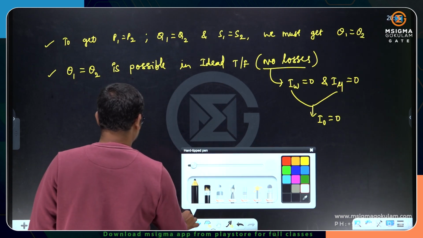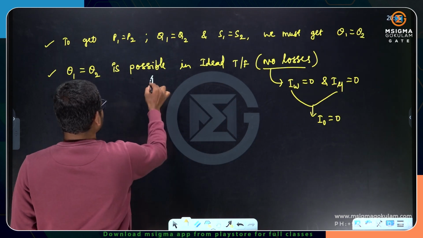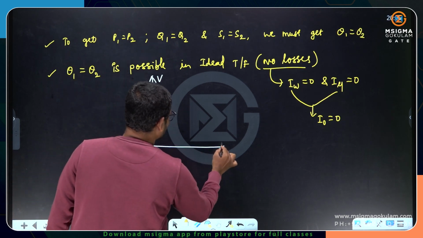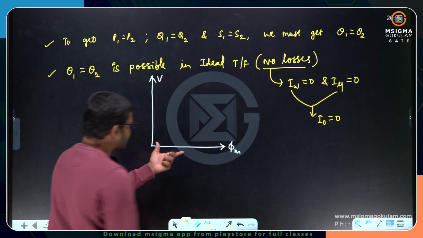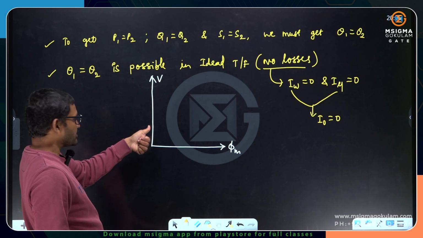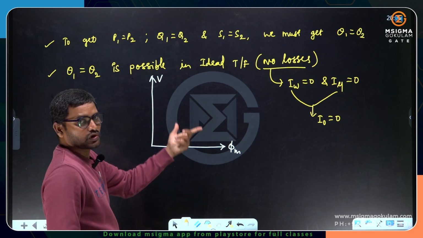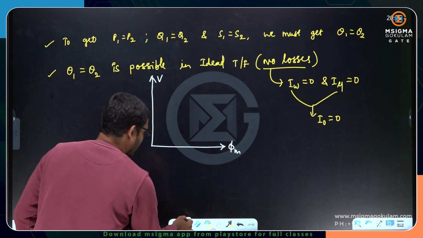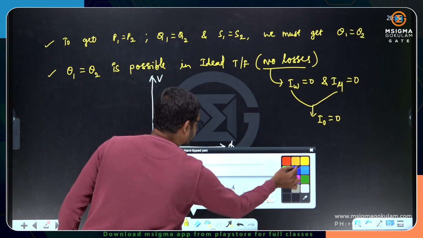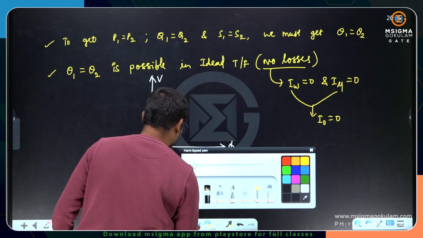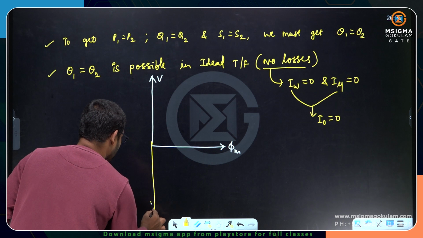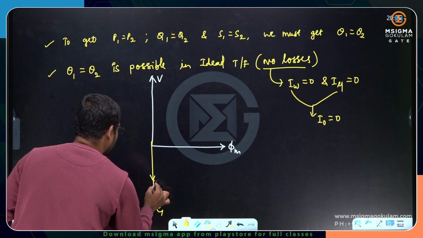In the phasor diagram, this is the voltage and this is going to be the flux. You cannot represent the magnetizing component of current, you cannot represent the working component of current, and there is no load current. What will be there if I draw the EMFs? EMFs are on the downward side, E1, E2.